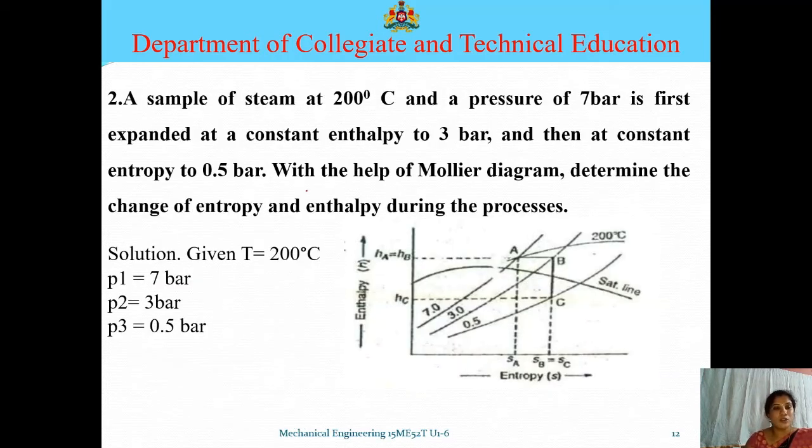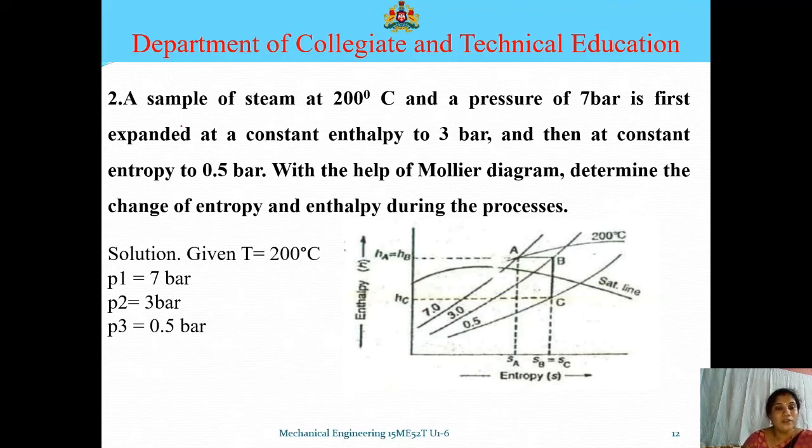Now let us move on to the second problem. I'll read the question once for you. A sample of steam at 200 degrees Celsius and a pressure of 7 bar is first expanded at constant enthalpy to 3 bar and then at constant entropy to 0.5 bar. With the help of the Mollier diagram, determine the change in entropy and enthalpy during this process.